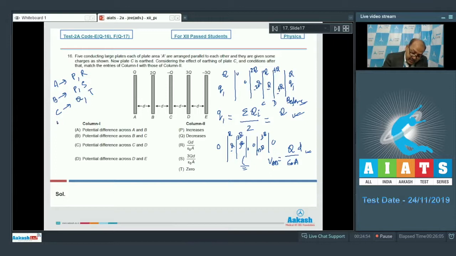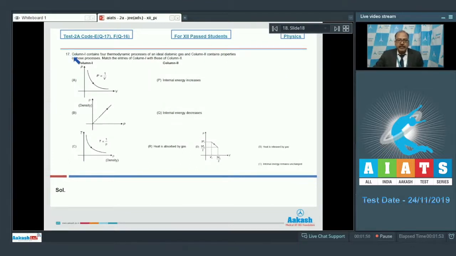Let's look at D now. So earlier the charges were 4Q and minus 4Q, and finally it is 3Q and minus 3Q. That means potential difference has decreased and it again will be equal to 3QD by epsilon naught A. So that means D will match with Q and S. So this is our matching for question 16. Let's go to the next question now.